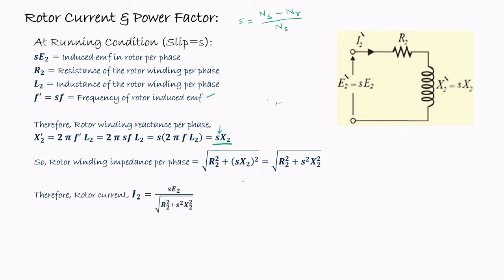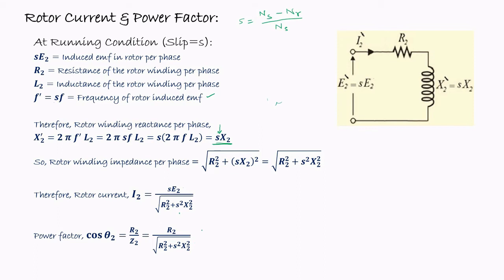Now the current. The rotor current is calculated by the induced EMF in the rotor per phase upon the impedance of the rotor per phase during running condition. During running condition, both values depend upon the slip. So the current will be S into E2 upon square root of R2 square plus S square X2 square. And the power factor will also depend upon the slip. So the power factor will be R2 upon square root of R2 square plus S square X2 square.